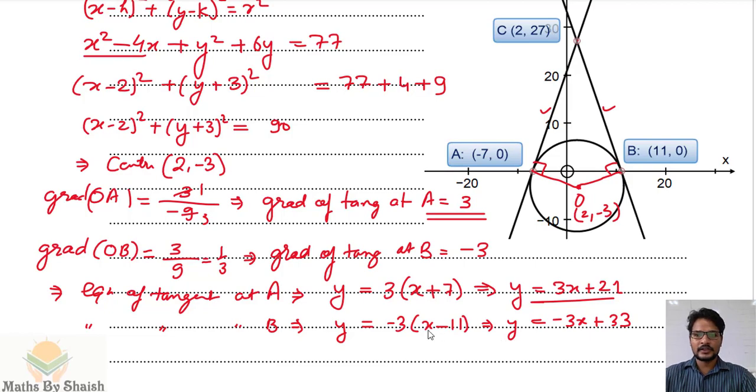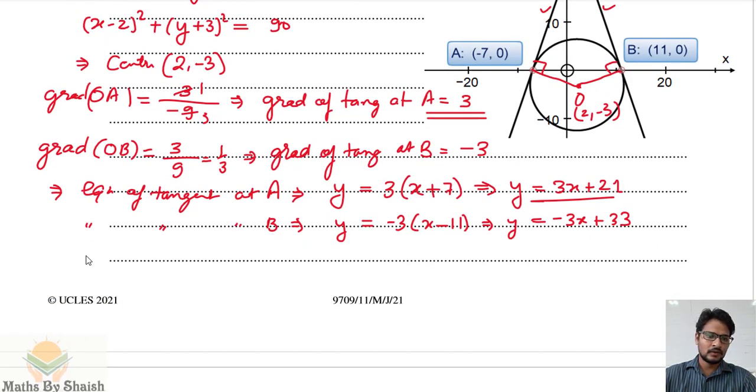And then for the intersection points, for intersection we have to equate them. It means 3x plus 21 equals -3x plus 33, and there, if we find the point of intersection, that is going to be C.